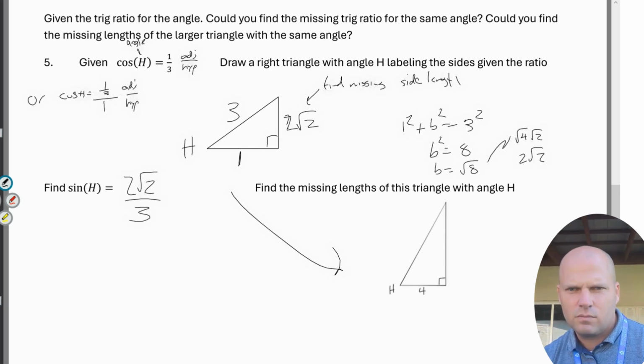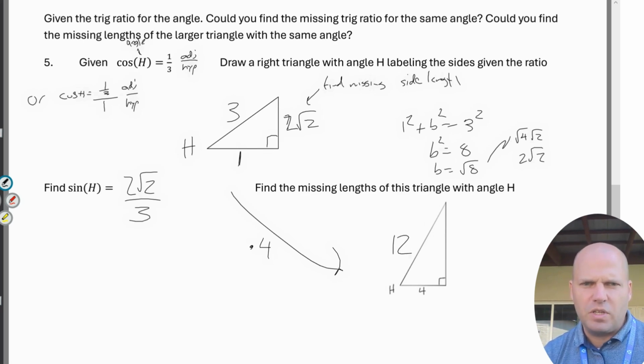It looks like the adjacent is going from 1 to 4. We'll scale this by multiplying by 4, which means this will turn into 12, and this will turn into 8 root 2. Now, you know what's fun?